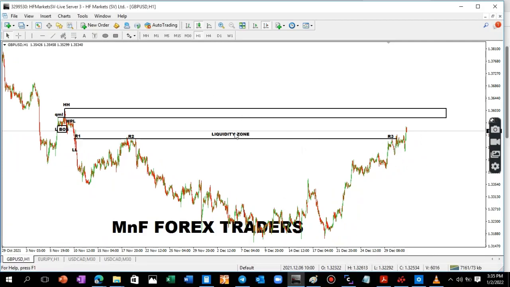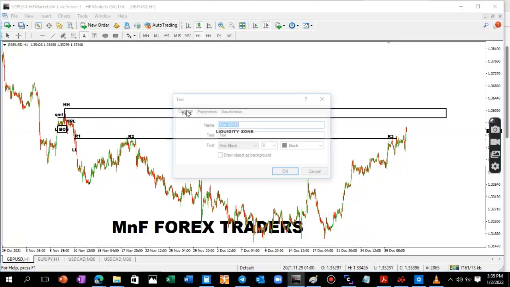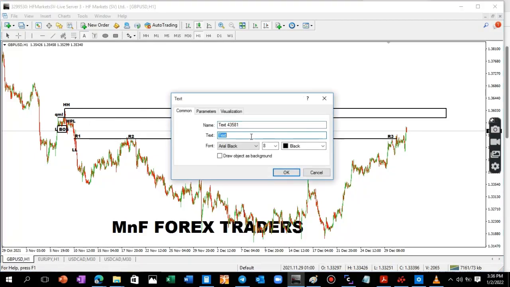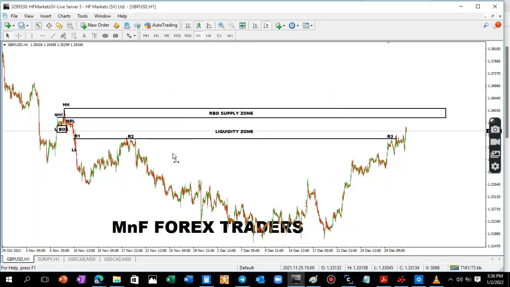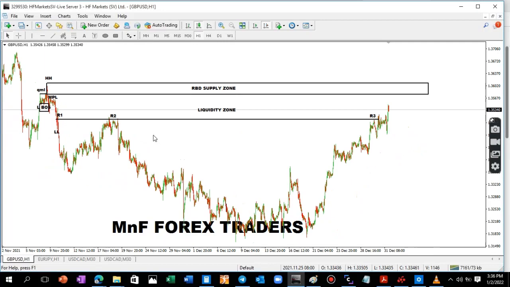So this right here is our liquidity zone, and then right here we have a rally base drop supply zone. So RBD, rally base drop supply zone, right? Yeah, like that. Okay, very nice looking setup right here. We have our MPL here. We have our QML setup here.